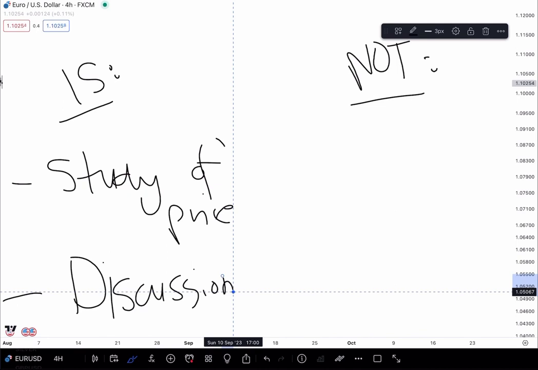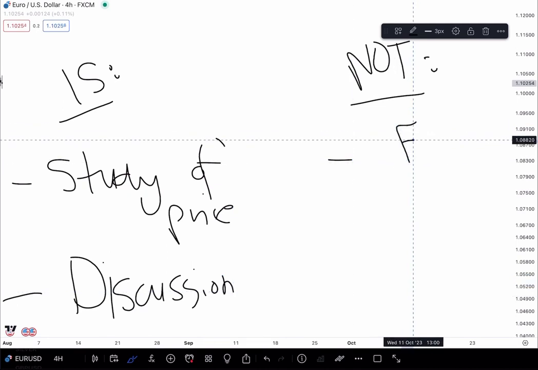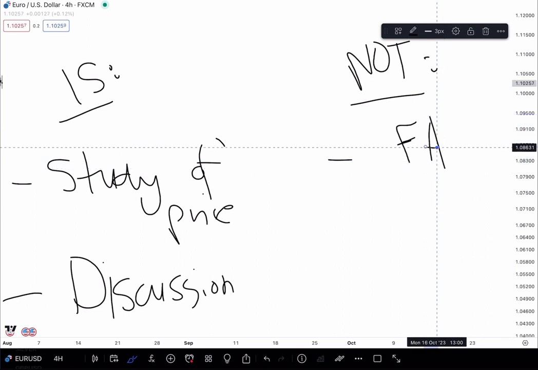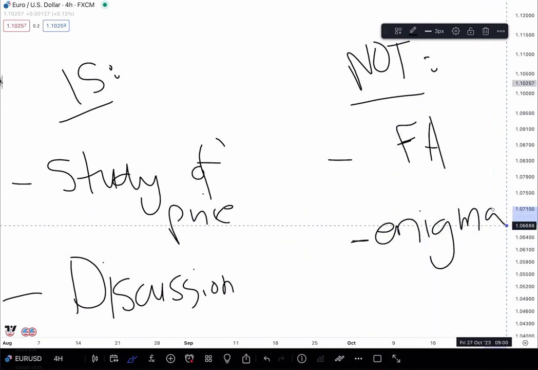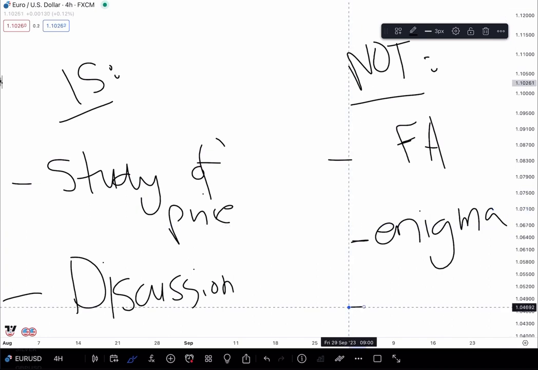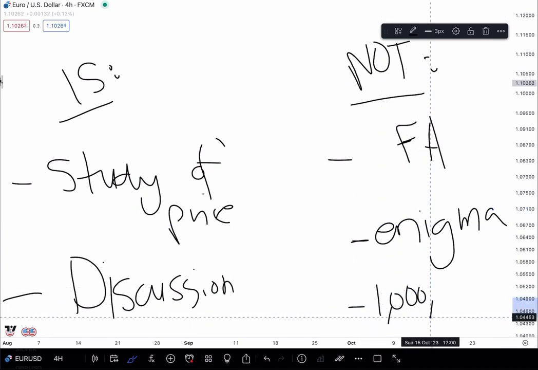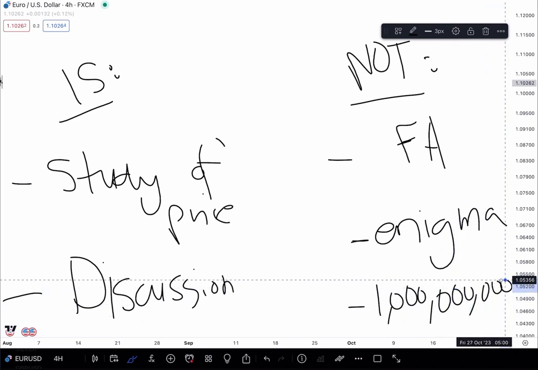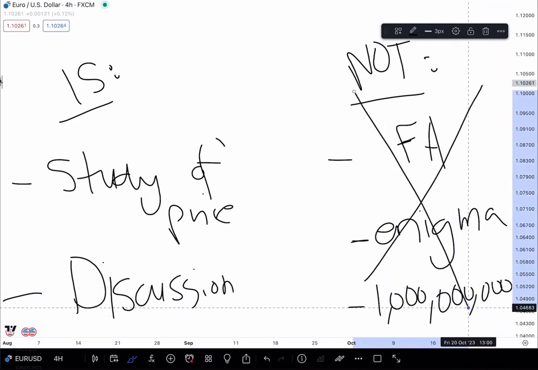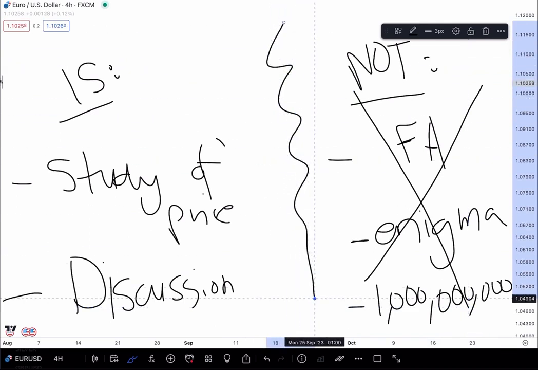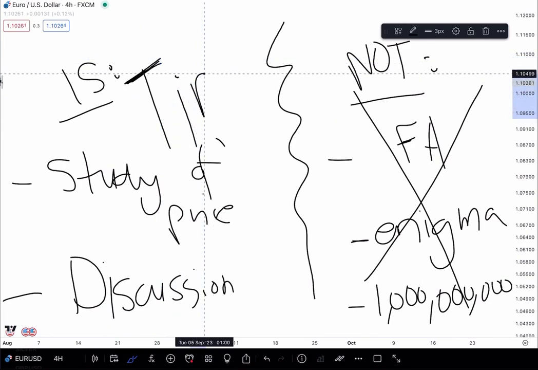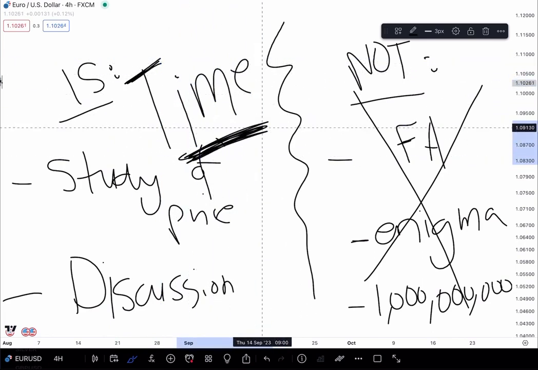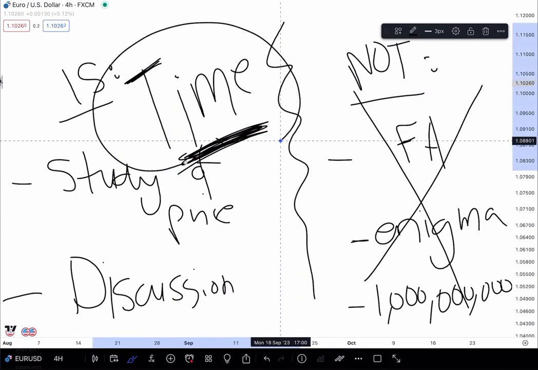What this is not, it is not financial advice. It is not enigma. It is not the key to $100 billion, right? Nope. It's simply a study of price and a deeper delving into, not the deepest, but deep enough delving into time and turtle soup, right?